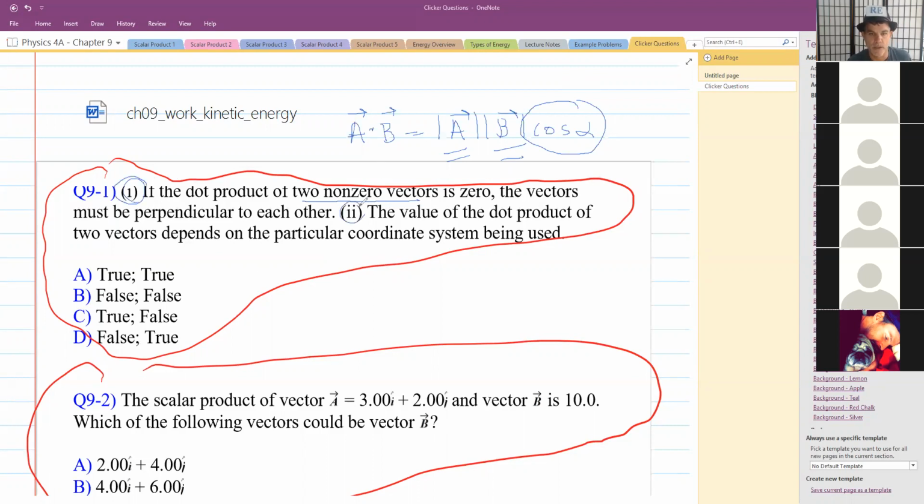So second part, the value of the dot product of two vectors depends upon the particular coordinate system being used. That is false. It doesn't matter the coordinate system because the length of vector A is always going to be the same, the length of vector B is always going to be the same, and the angle between the two vectors has to be the same regardless of the coordinate system used. So the answer to the first one was true, answer to the second one was false. So the correct answer for clicker question 9.1 is C.